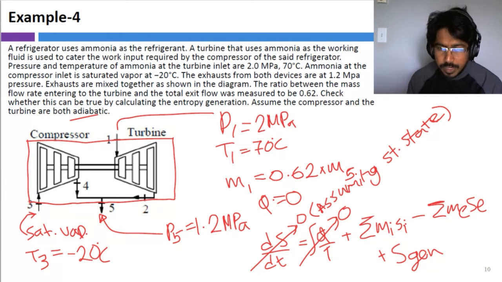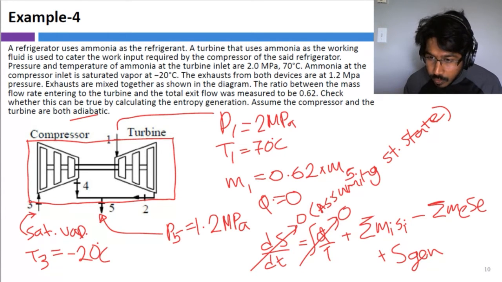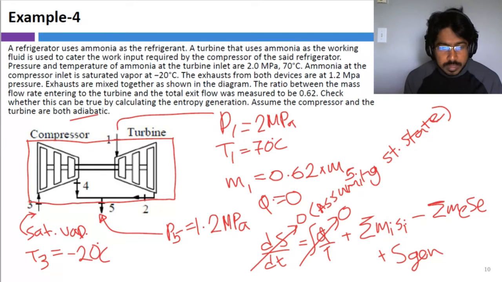We have one question. Why can we assume steady state again? For devices like turbines and compressors that we are analyzing in this course, we are always going to consider steady state. Transient operation of turbines, compressors, heat engines, anything like that, we are not going to use.